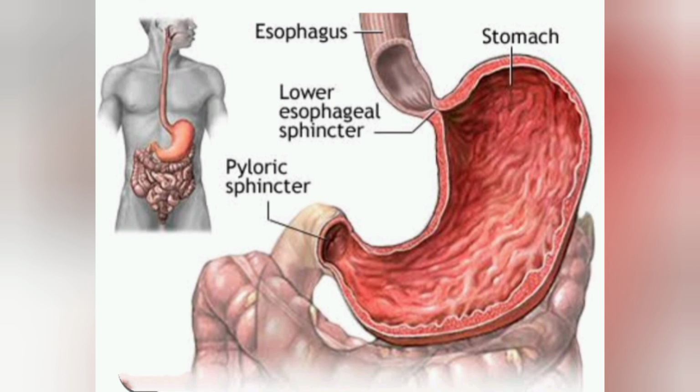And about the pyloric sphincter, it is between the lower portion of the stomach and the small intestine, and it regulates the passage of food out of the stomach to the small intestine. And about the sphincter of Oddi, it regulates the secretion of pancreatic juice and bile into the small intestine. And also, if you are talking about the urethral sphincter, it regulates the outflow of urine from the bladder to the urethra.